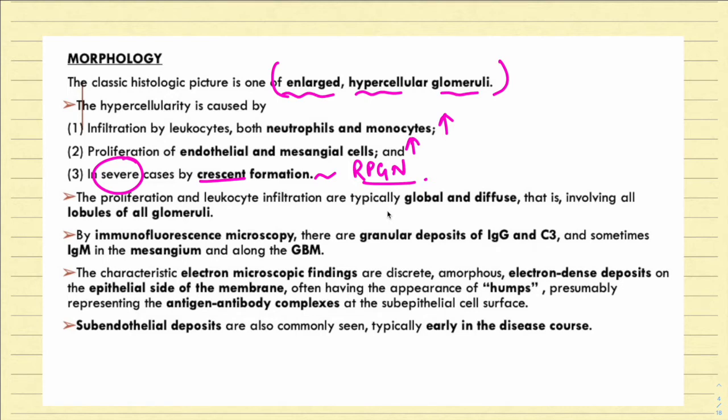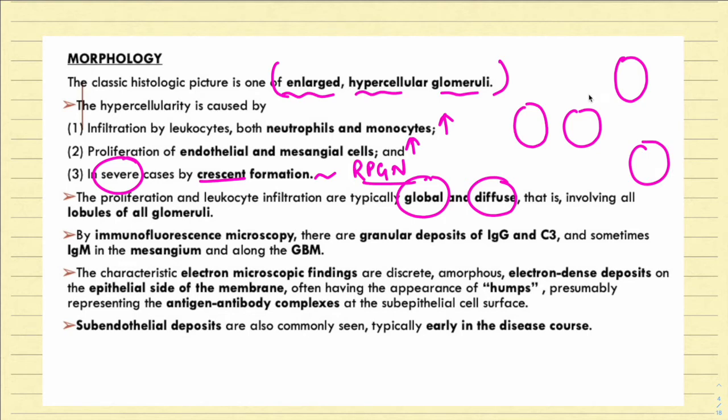Now, the proliferation and the leukocyte infiltration is typically global and diffuse. That means, for example, there are 1, 2, 3, 4 glomeruli. All 4 glomeruli will be involved, and within each glomerulus you will see that the entire glomerulus is involved. That is, there is a global involvement.